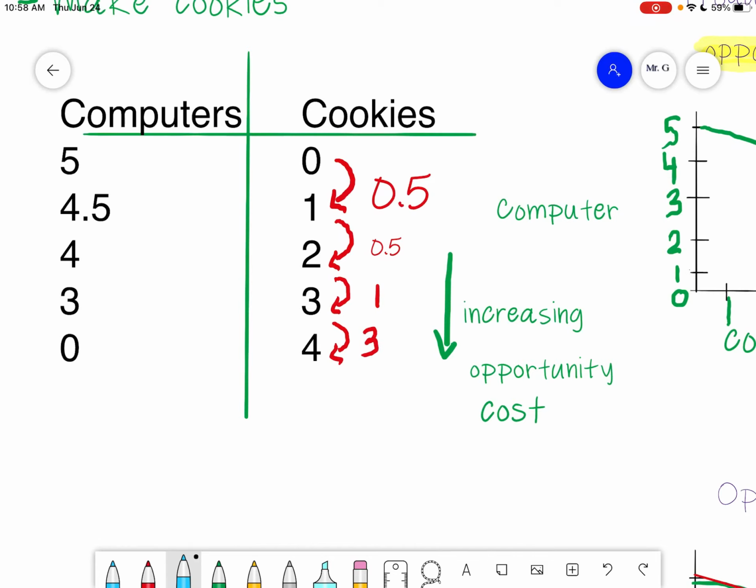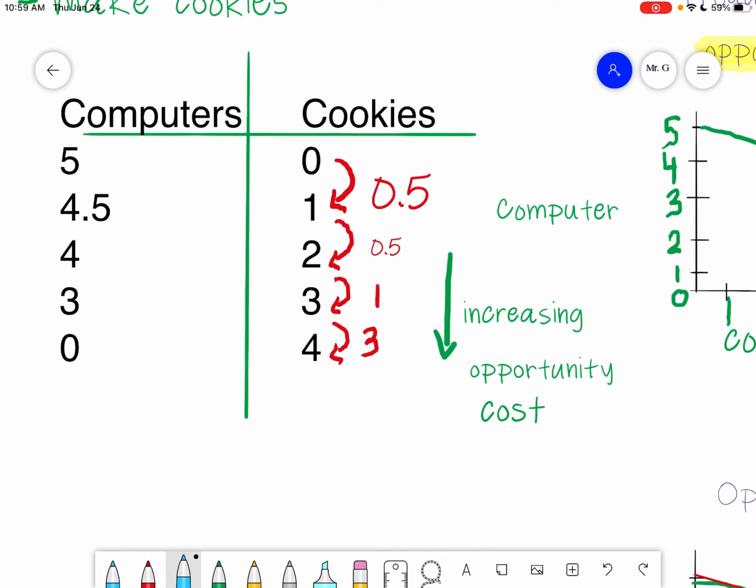Anywhere on the frontier, we know there's a trade-off. To go from 0 to 1, I have to give up making half a computer. I'm like, all right, I only have to give up half a computer. Not a big deal, I want that cookie. Well, say I want to make 2 cookies. Moving from 1 to 2, I only have to give up another half. Essentially, I've given up 1 computer and gotten 2 cookies out of it. That's not too bad.